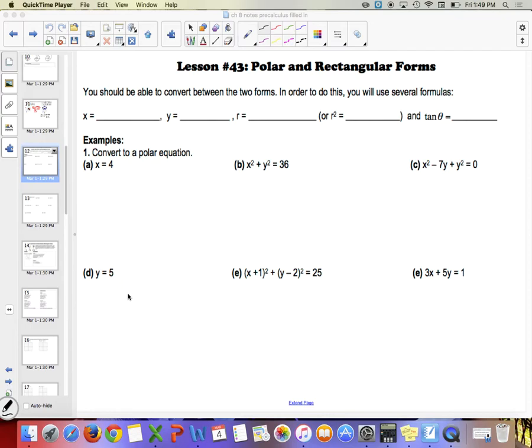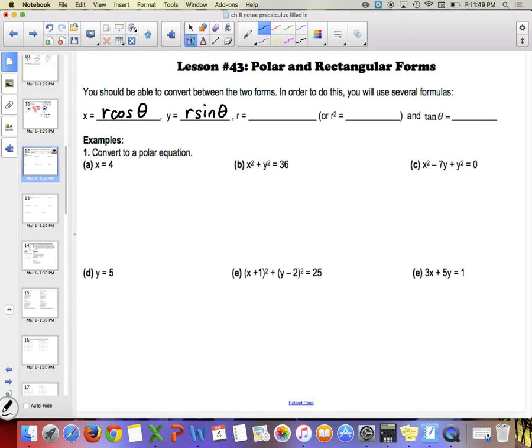In order to do this, you will use several formulas. Our different formulas are that x is equal to r times cosine of theta, and y is equal to r times sine of theta. Remember those from vectors even? And then r is equal to the square root of x squared plus y squared, or you might see r squared equals x squared plus y squared if you just squared both sides. And tangent of theta, any guesses what that's equal to? y over x. It's very, very similar to what we did with vectors.